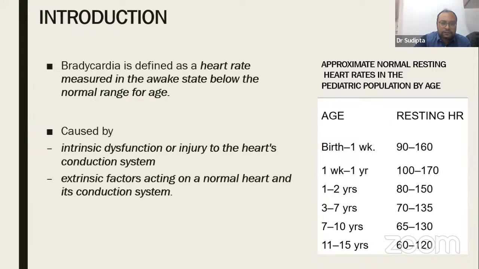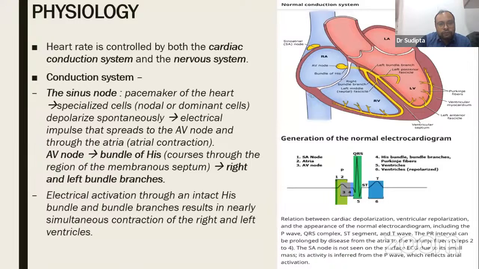On physiology, we all know the heart rate is controlled by both the cardiac conduction system and the nervous system. I won't go into the details of the conduction system because we all know that. However, I just want to stress that only if the whole conduction system, from the sinus node to the right and left bundle branches, is intact is there simultaneous contraction of the right and left ventricles, generating a normal narrow QRS. However, if there is any abnormality or disruption in any part of this conduction system, it results in prolonging of the conduction, resulting in bradycardia.